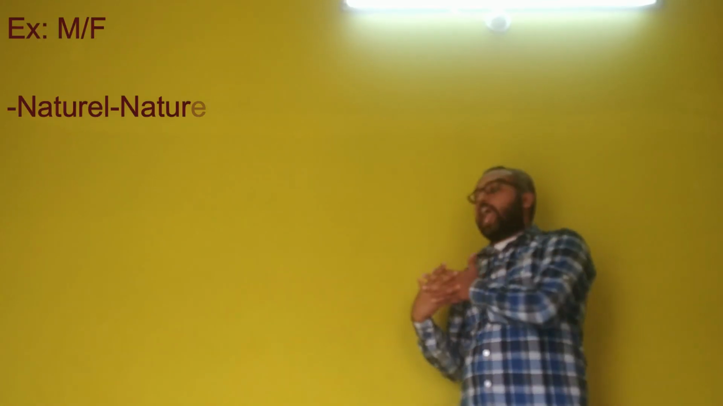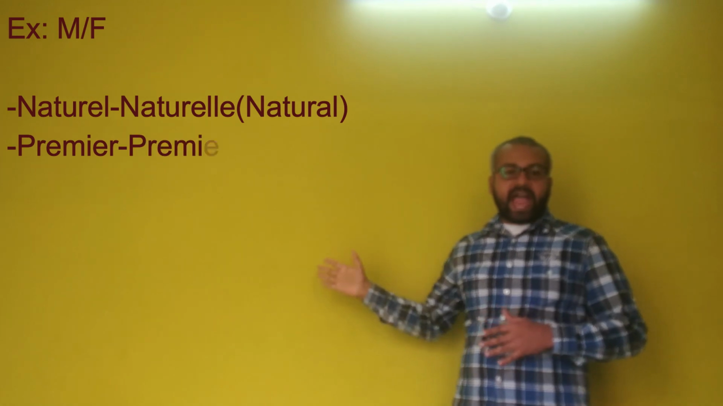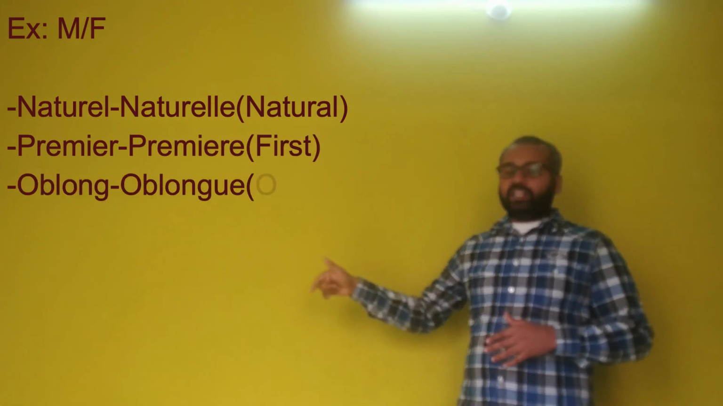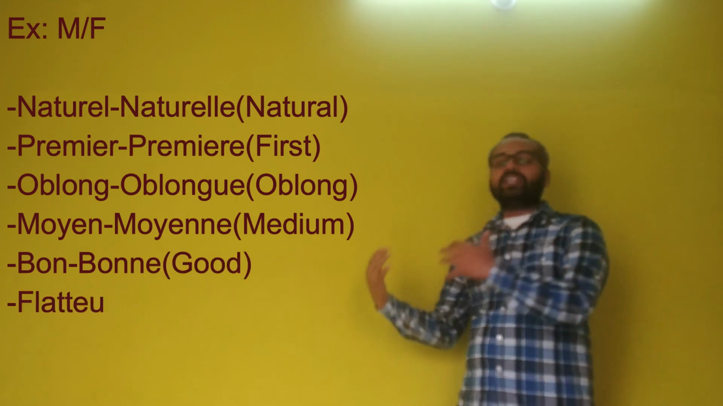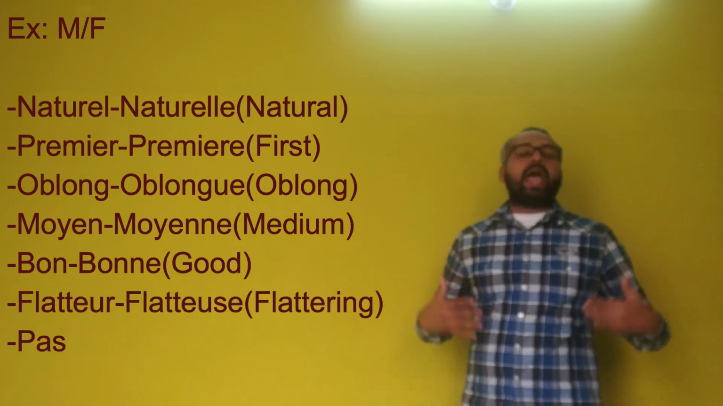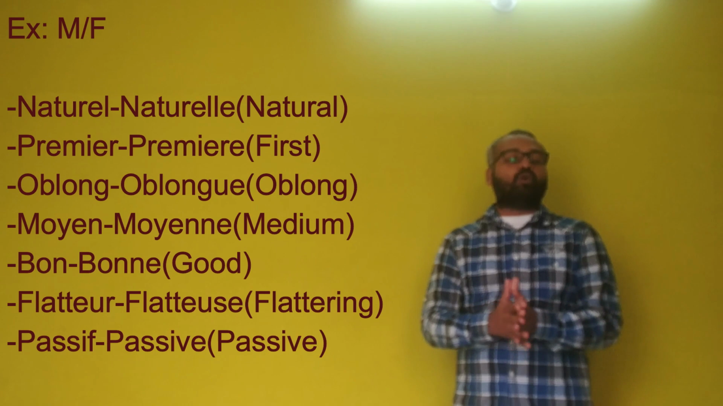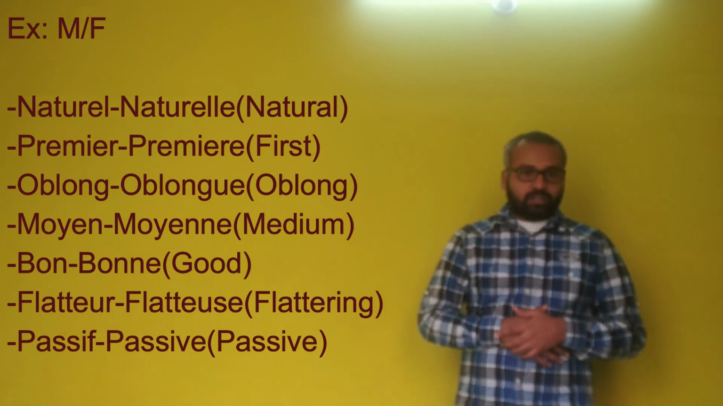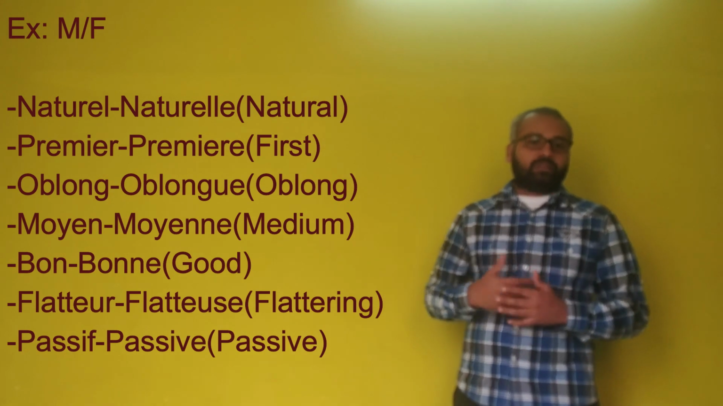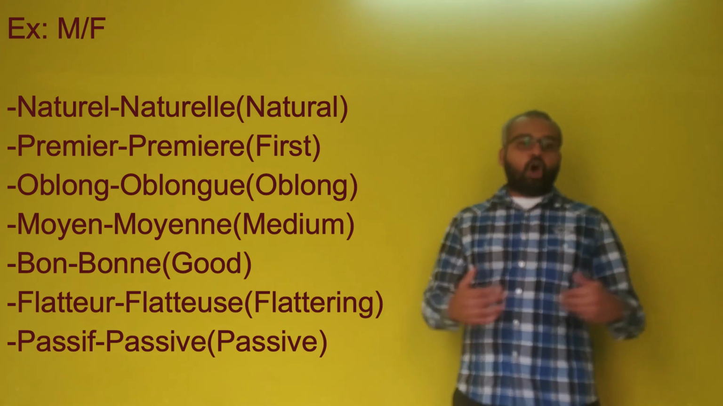Natural. Here we added el with an e added at the end. Natural means natural. Premier means what? Fast. So we added e at the end. So e or e. So it is considered as the first.